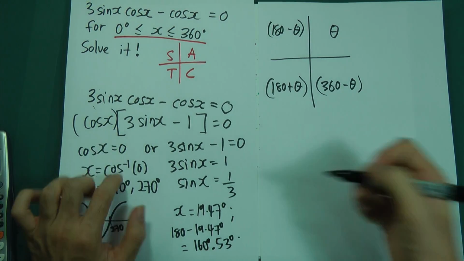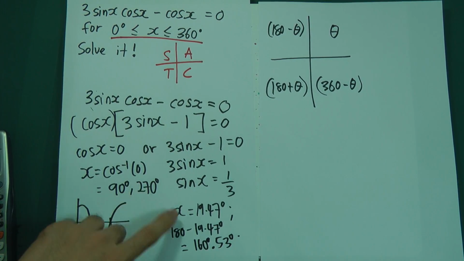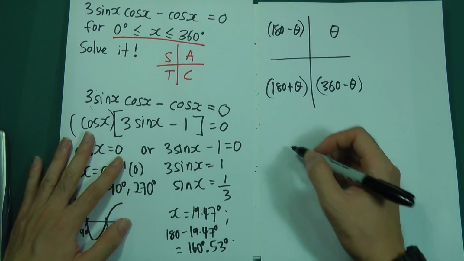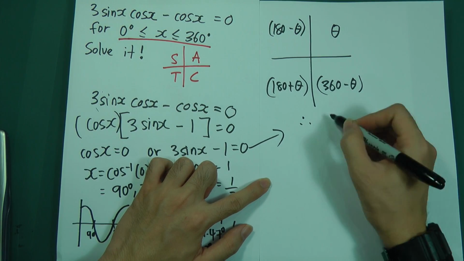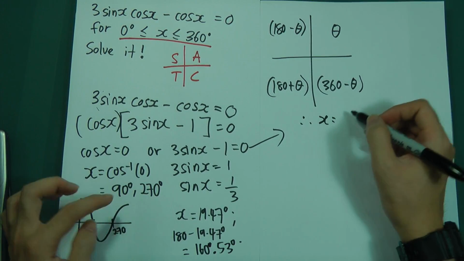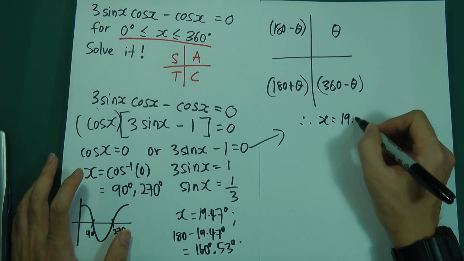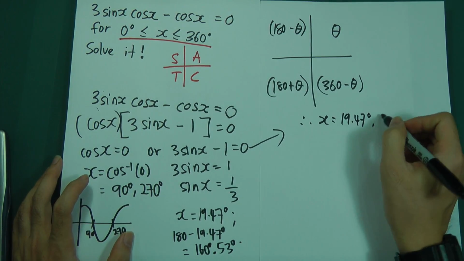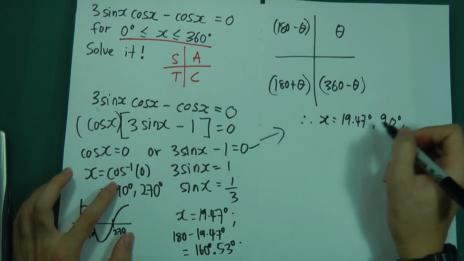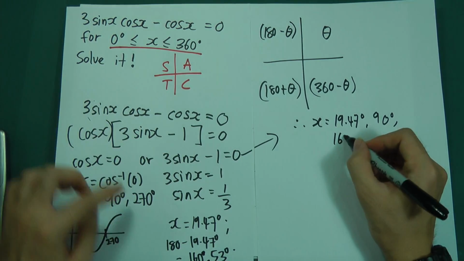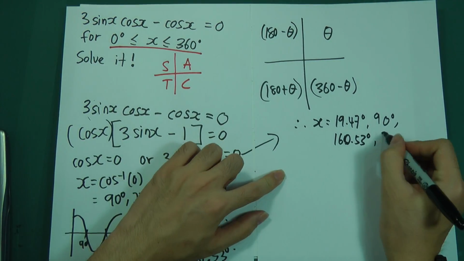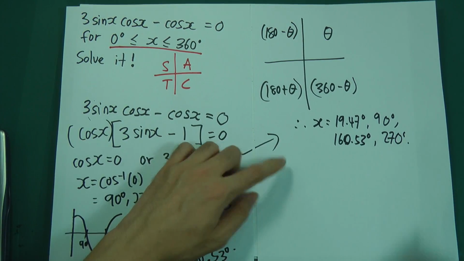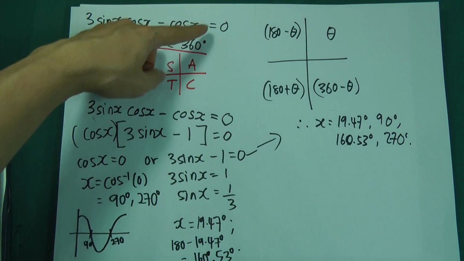160.53 angle. Therefore, you will get 4 different answers for this question. So let me continue over here. So therefore, x is equal to the first one, 19.47, and then I will get 90, and then I will get 160.53, and then I will get 270. 4 different answers for x.